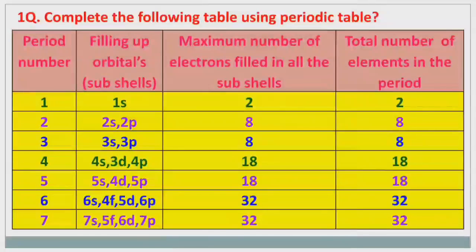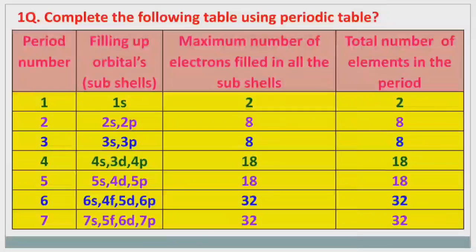In the sixth period 6s, 4f, 5d and 6p orbitals are filled up. The maximum number of electrons in 6s is 2, in 4f is 14, in 5d is 10, and in 6p is 6. 2 plus 14 is 16, 16 plus 10 is 26, 26 plus 6 is 32. Total 32 electrons are filled in the subcells. So total 32 elements are there in the sixth period.